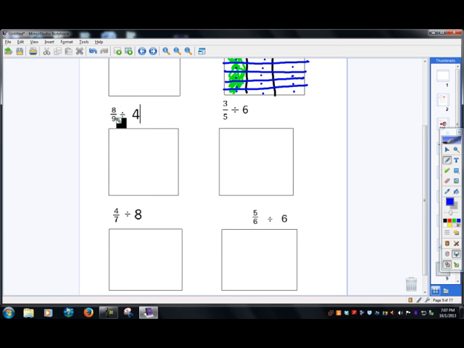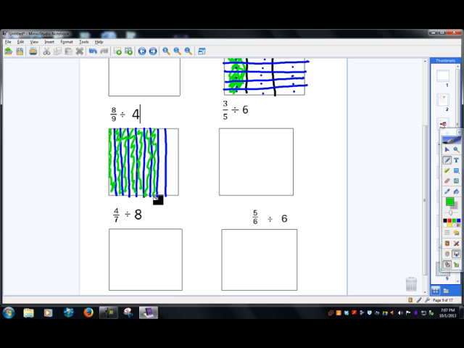I'll do one more. First of all, you model the dividend. So we do that. I got to cut this thing into 9ths. So that means I'm going to draw 8 lines. 3, 4, 5, 6, 7, and 8. Okay? Now I'm going to shade 8 of those. Okay, so now there's 8.